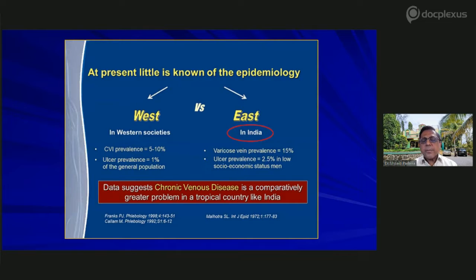We don't know much about the epidemiology of varicose veins, but we know some things. That in the West, the prevalence of chronic venous insufficiency or severe venous disease is about 5 to 10%. On the other hand, in the East, especially in India, the prevalence is slightly higher at about 15%. On the other hand, when we look at severe varicose veins and its complications like a venous ulcer, in the West, it's about 1% prevalence, but in India, the prevalence is as high as 2.5%. And therefore, data suggests that chronic venous disease is a comparatively greater problem in a tropical country like ours.